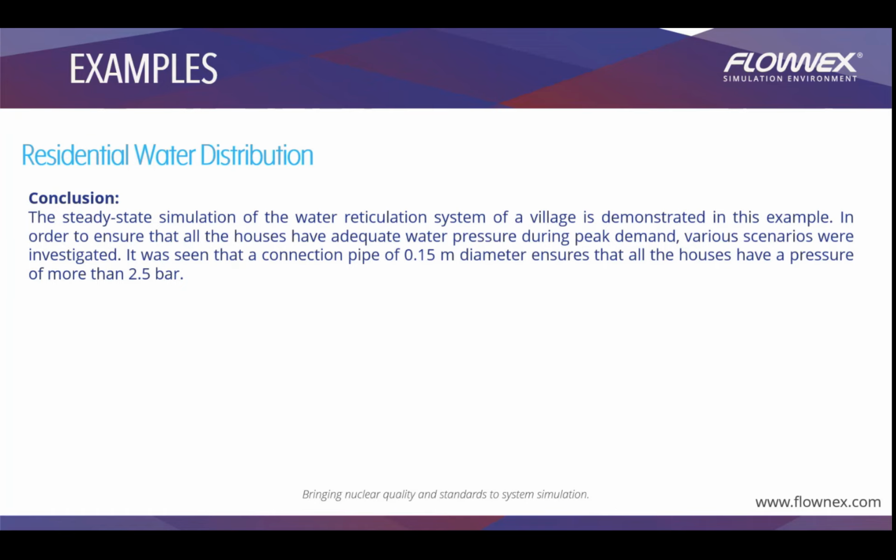We noticed that we could do that by connecting a pipe of 0.15 meter diameter. Using the same pipeline system, we noticed that we were not getting the same 2.5 bar pressure at every house. So we tried to optimize the system, and we found out that having 0.15 meter diameter pipes will make sure that we meet the pressure demands in every household as well.